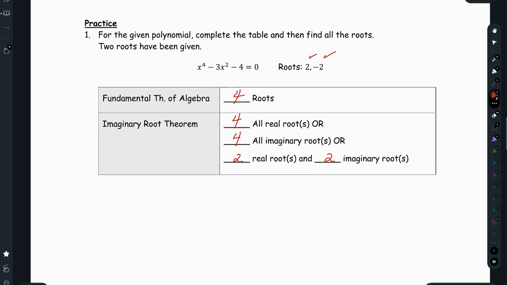So what we're going to do is use synthetic division. We're going to put the first root in the box, and we're going to reduce down to a cubic polynomial. We're missing the cubic term, so that's going to be 0. We're missing a linear term, so that's going to be 0.